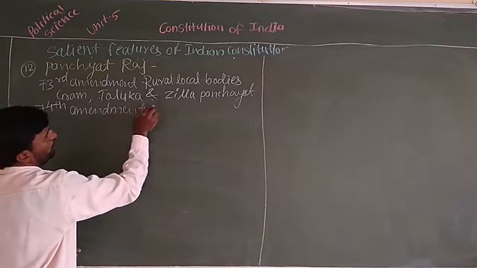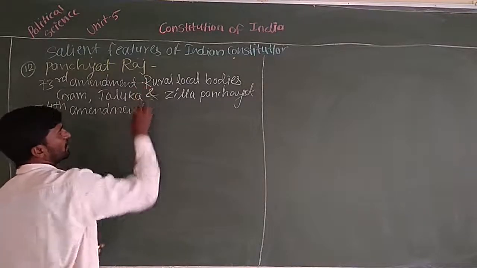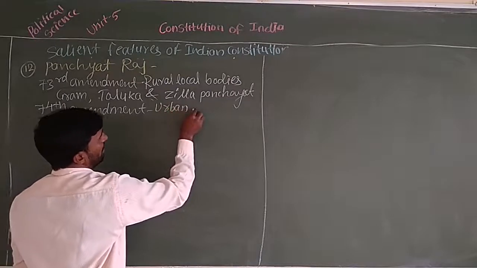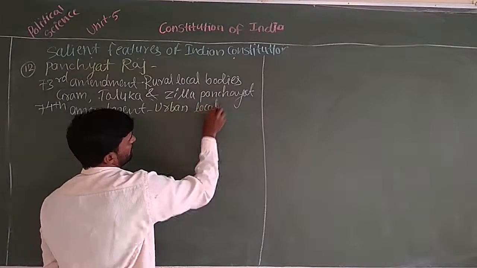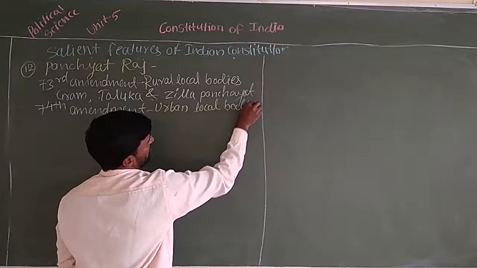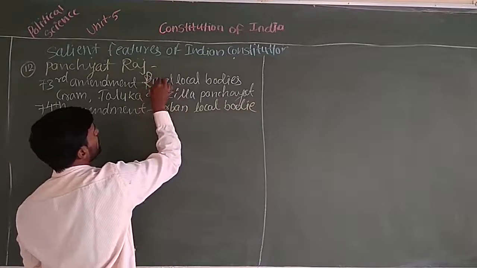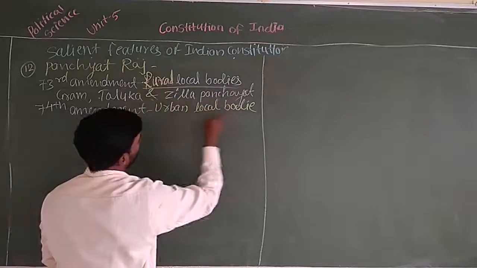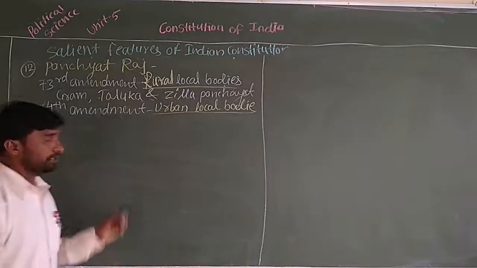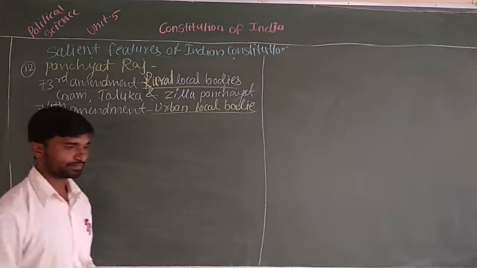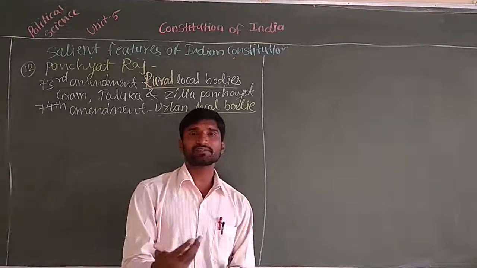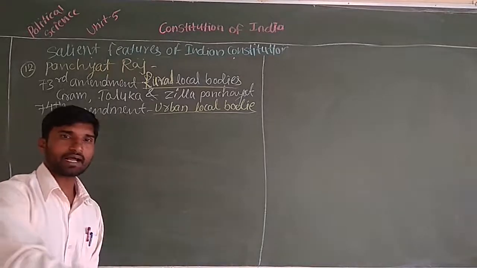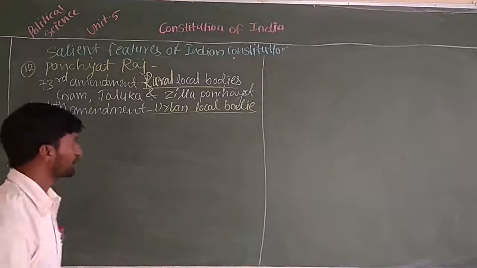Amendment that is related with the urban bodies, urban local bodies. This is about the rural, and it is about the urban. 74. So what comes in urban local bodies? Just two come: municipal council and municipal corporation.